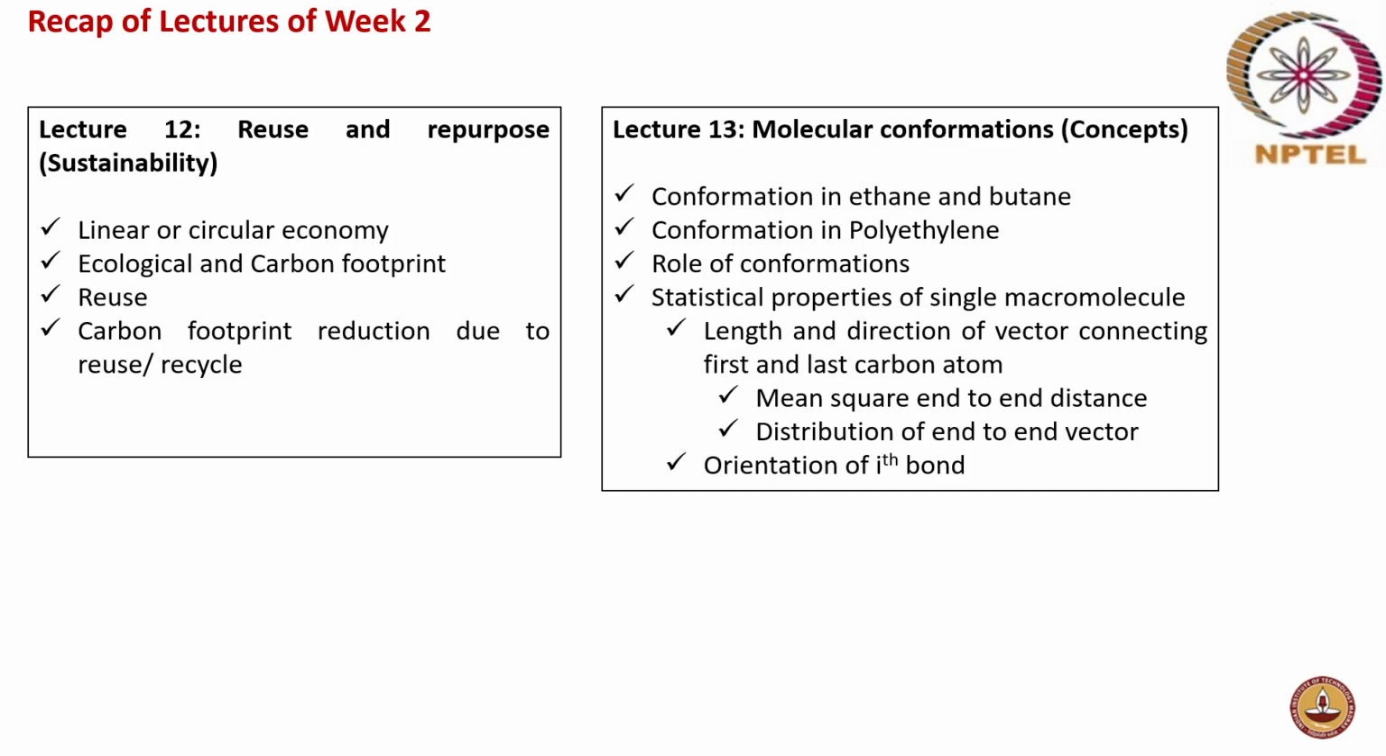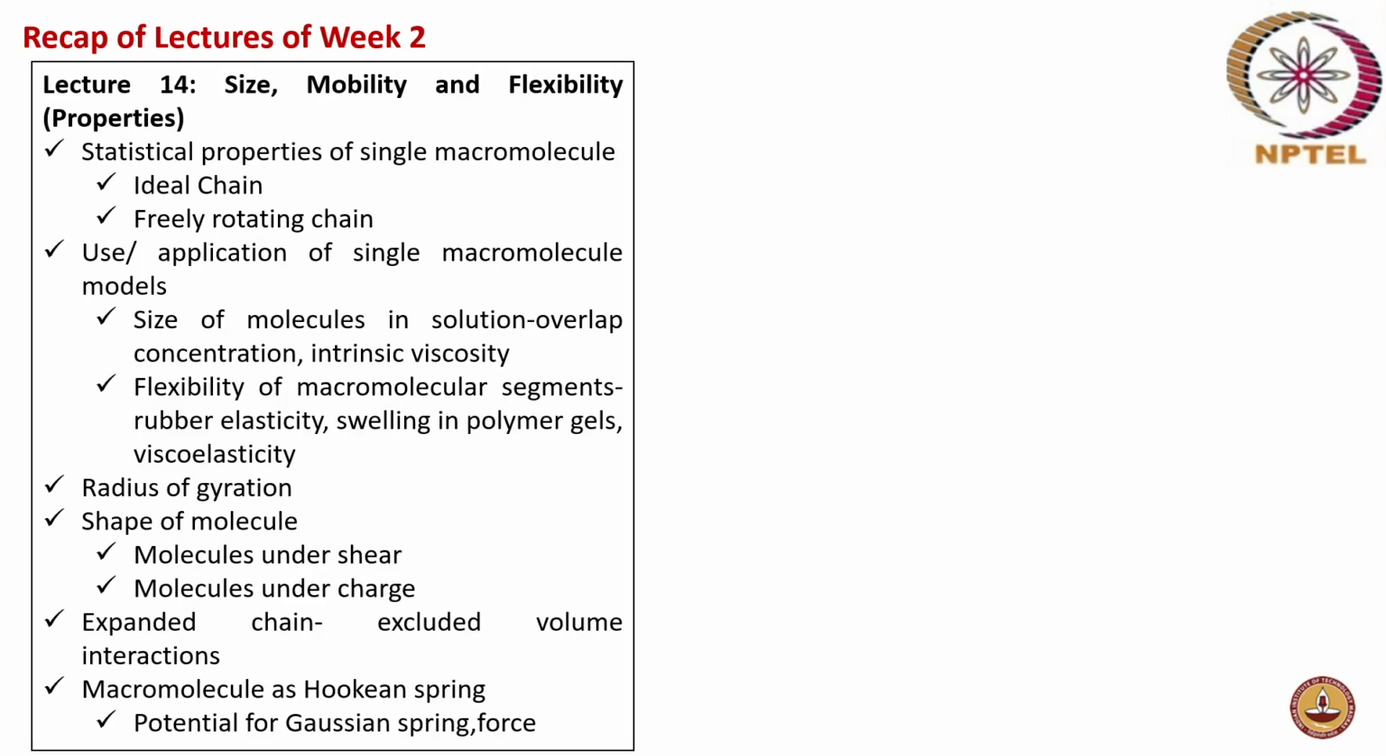Okay, the orientation correlation. So you can have a better correlation for nearby segments, whereas as the segments are much more, the orientation correlation actually decreases exponentially. So these aspects were discussed. And then size, mobility, and flexibility of macromolecules. So what are the statistical properties of single macromolecule, and the concept of ideal chain and freely rotating chain.